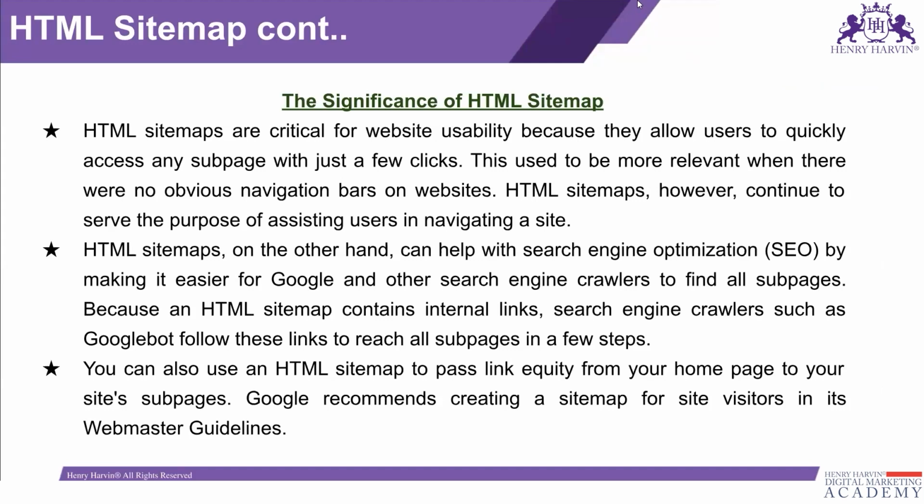Google can easily scan that one particular page, and at the bottom it scans the HTML sitemap, and it understands how many pages there are along with the links. Because an HTML sitemap contains internal links, search engine crawlers such as Googlebot follow these links to reach all subpages in a few steps. So the crawler scans all the pages in a similar way to a human being.